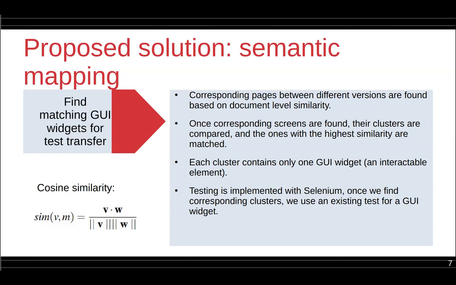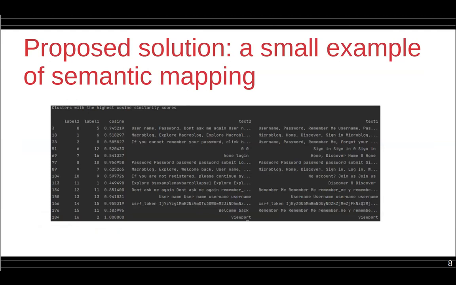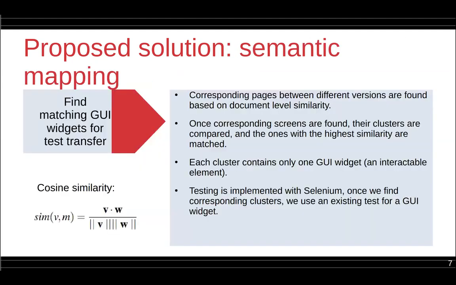I think I have here a small work-in-progress example, and this is how it would look. Once we find corresponding pages, we now have to find corresponding clusters that contain our widgets. We compare them and the system finds the one with the highest cosine similarity score. As I have already mentioned, each cluster contains only one widget, which is an interactable element, for example a link, an input form, or a button.